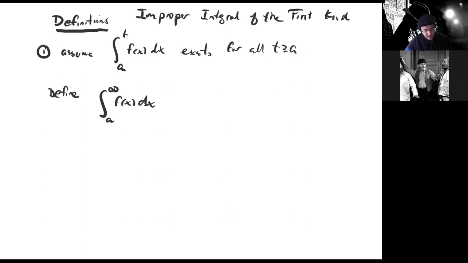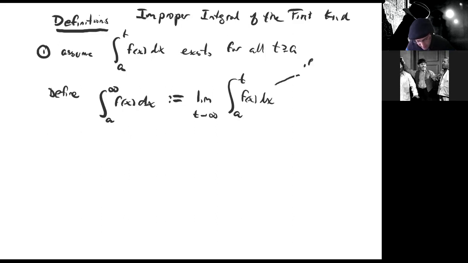So the integral from a to infinity of f of x dx is by definition, so I'm going to put 2 dots here, meaning this equality is a definition, the limit as t goes to infinity of the integral from a to t of f of x dx. Now, 2 things can happen. If the limit exists, we say the integral converges.